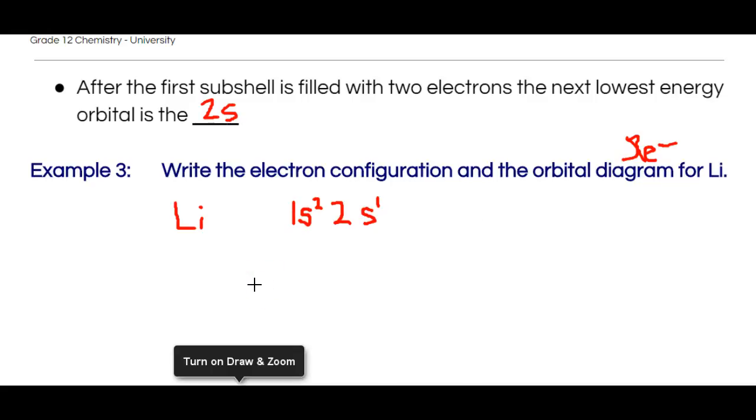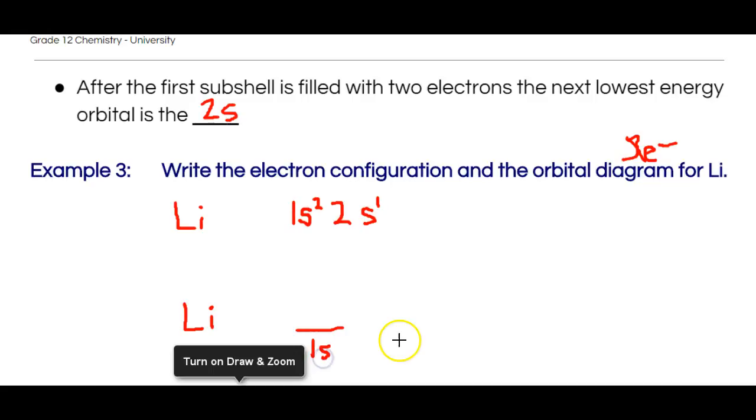The orbital diagram, you'll see a few different permutations of this. I like to show it where the energy levels are indicated too in the diagram, although sometimes you won't see that indicated in the diagram. So I know that the 1s orbital is of lower energy than the 2s.